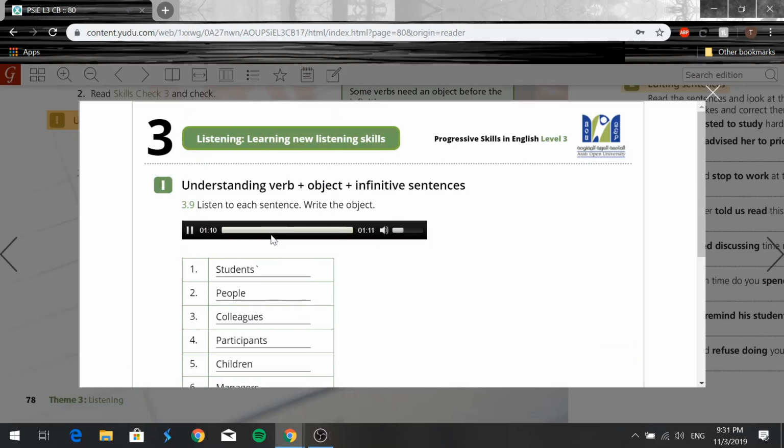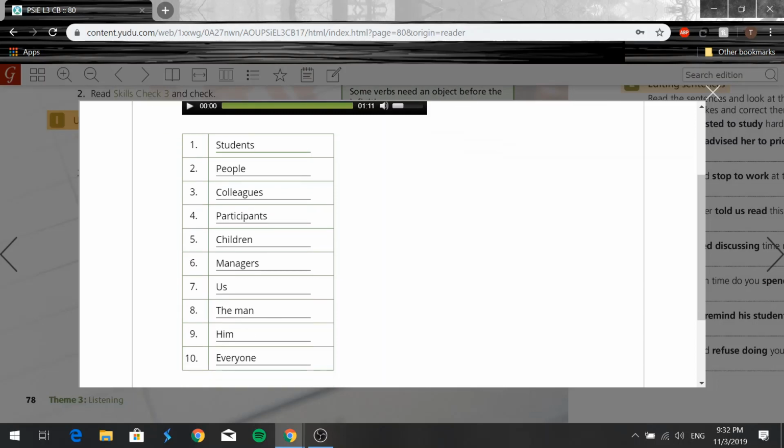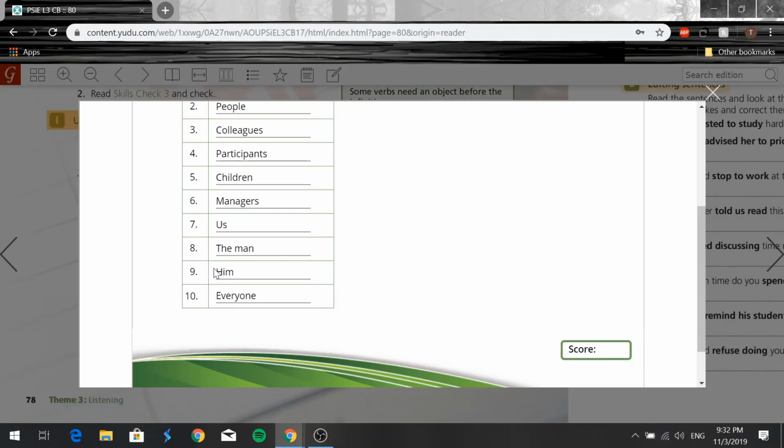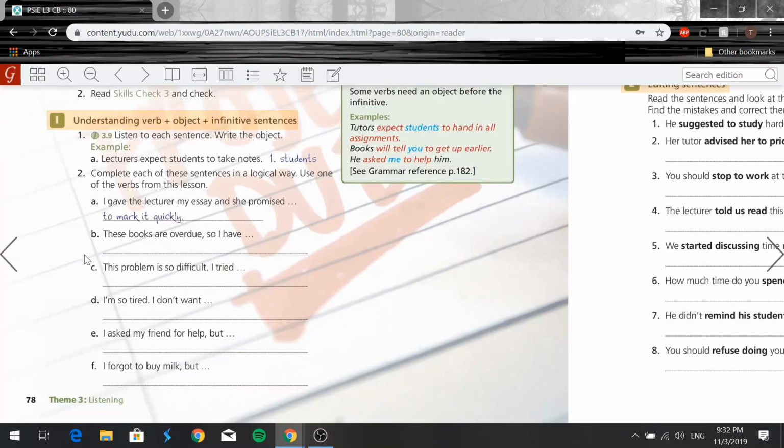Right, so I had quite a brain freeze at the beginning. So the object for each sentence is: 1. Students, 2. People, 3. Colleagues, 4. Participants, 5. Children, 6. Managers, 7. Us, by the way, as in us, 8. The man, 9. Him, and 10. Everyone. Okay?